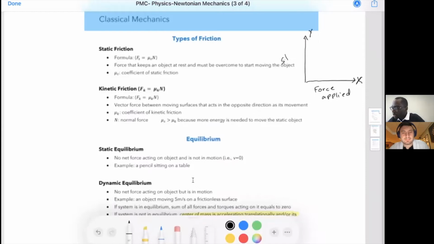Oh, sorry. Just working out this thing. Okay, frictional force.